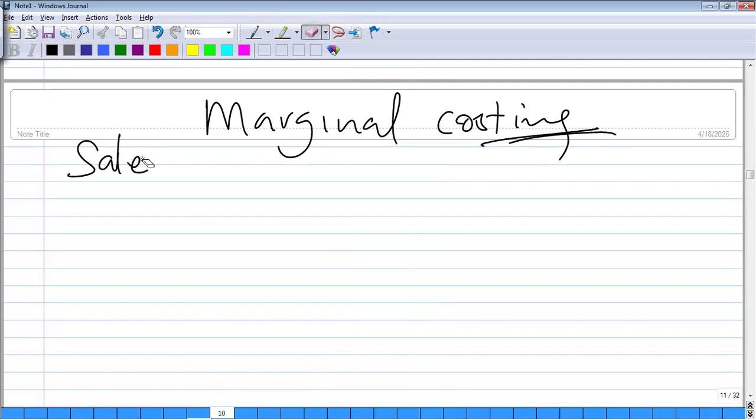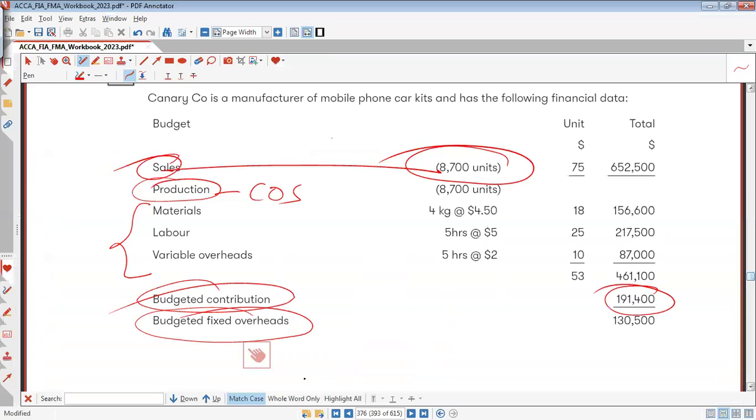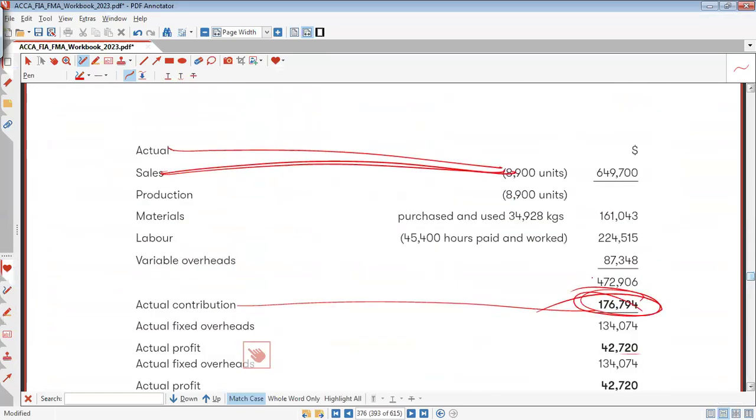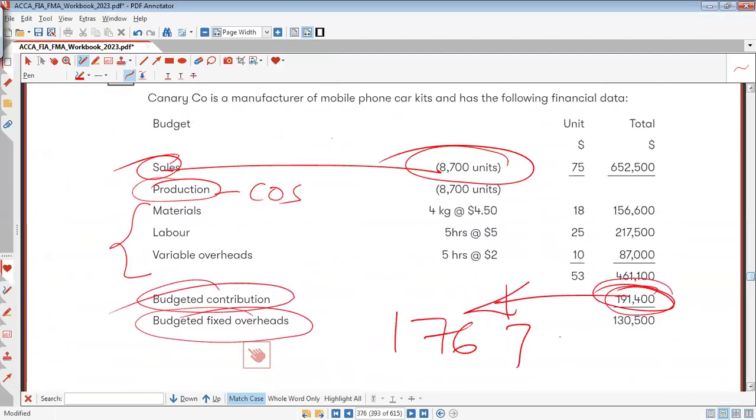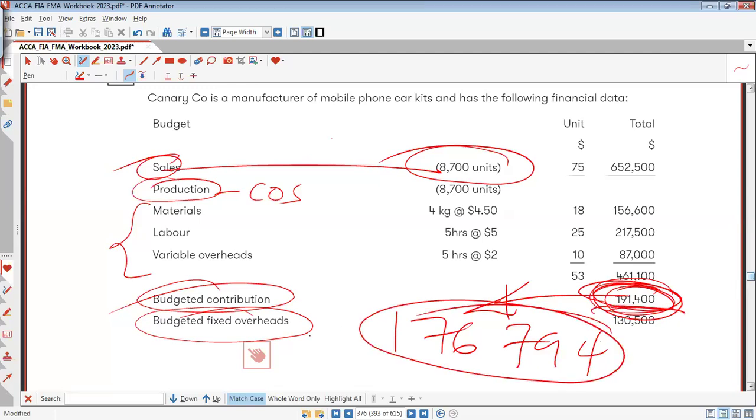We are reconciling. What we want to do is ask ourselves the question, how did we move from 191,400 to 176,794? That is the question we're asking: at the beginning of the year this was our projection, but how did we end up here? So let's move backwards.